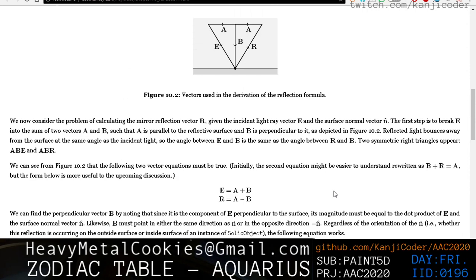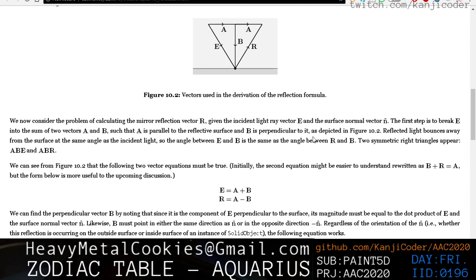We now consider the problem of calculating the mirror reflection vector R given the incident light ray vector E and the surface normal vector N. The first step is to break E into the sum of two vectors, A and B. Okay, so there's E, and we're breaking it into vectors A and B. Oh, got it, yeah. So we're taking the X and Y, and we're just breaking it into A and B. These vectors are perpendicular to... we're just separating the components, the X and Y components.